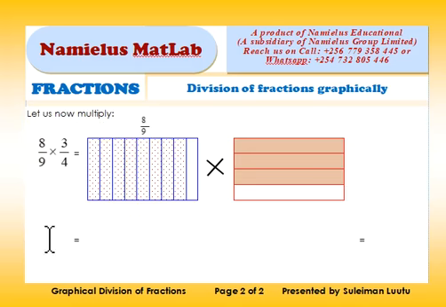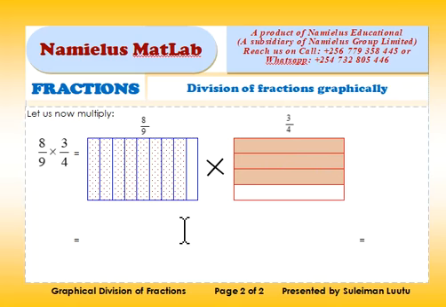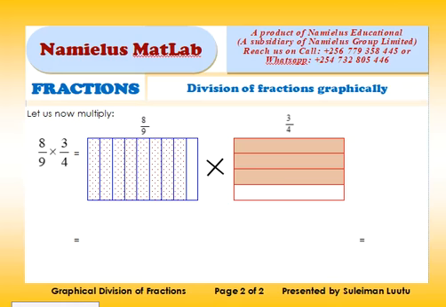Now, this is what we have: 8 over 9 multiplied by 3 over 4. So this is our 8 over 9, and then this is our 3 out of 4. What we are going to do, we are going to map the 3 out of 4 onto the 8 out of 9, and then we start counting the squares or the portions which have been multiplied twice, which have been shaded twice.